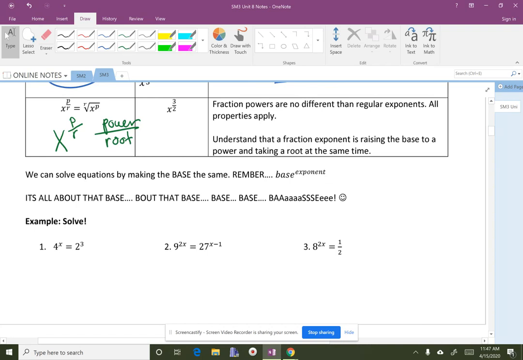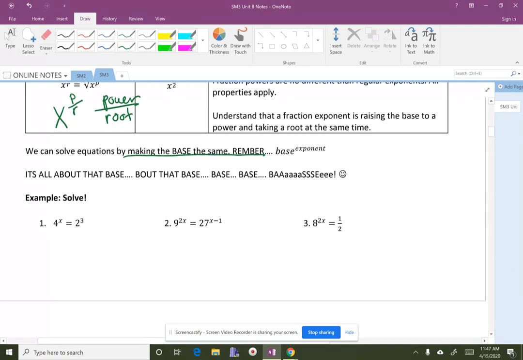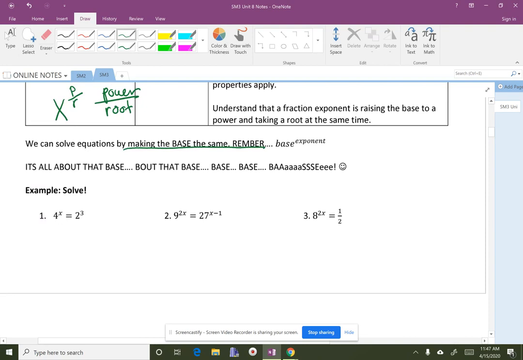And this is where we're going to solve things by making the bases the same. And this is my Megan Trainer coming in. You have to remember that everything revolves around the base. Okay, so it's all about the base. So here's what we're going to do. You need to know your powers and what perfect squares are. Okay, so we are going to try to get this.